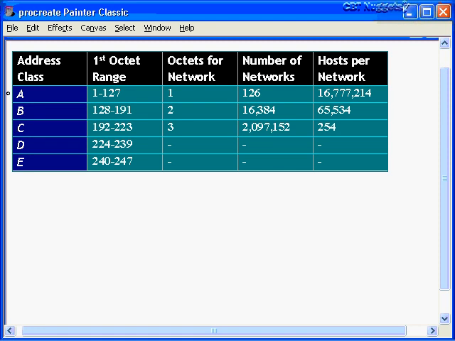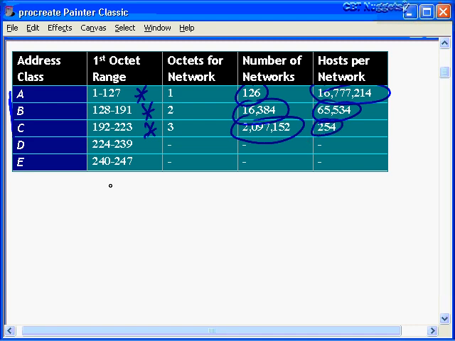For your exam, you want to memorize for Class A, B, and C what the first octet range is. And they'll, of course, give you an IP address and ask you what class it is in. It also helps to memorize how many networks you have per class and approximately how many hosts you have per class. Okay? Good information to know. Also memorize the default subnet mask for your Class A, Class B, and Class C network.